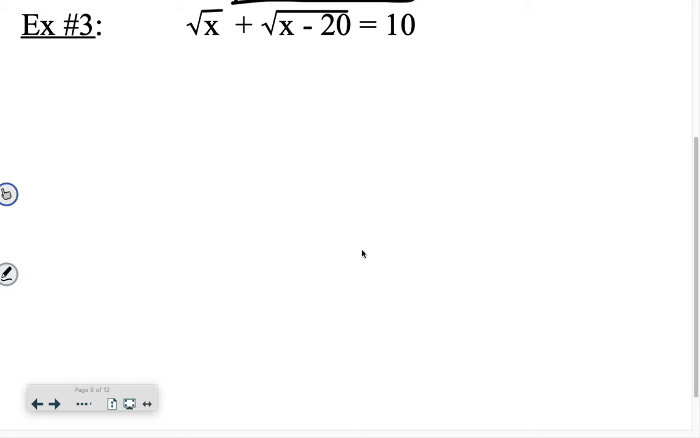Still going to follow the same idea. Okay? Isolate a radical. Now, on this one, I'm going to be a little bit smarter about this one. I'm going to isolate the more complicated radical. Okay? So I'm going to actually take the square root of x and subtract that over. I'm going to get the more complicated radical by itself. So if we subtract that over, we've got the square root of x minus 20 equal to 10 minus the square root of x.